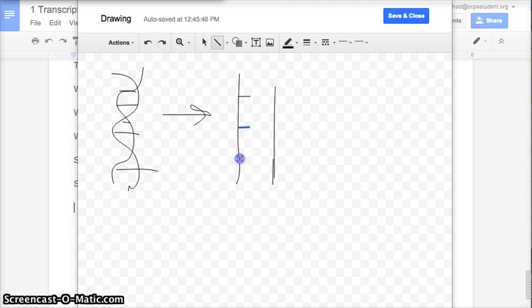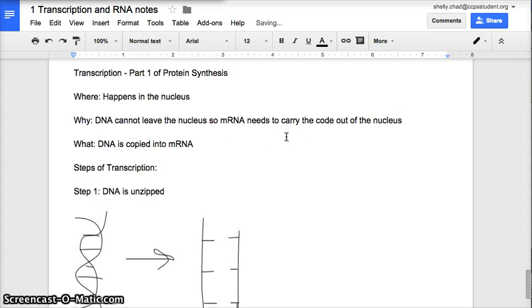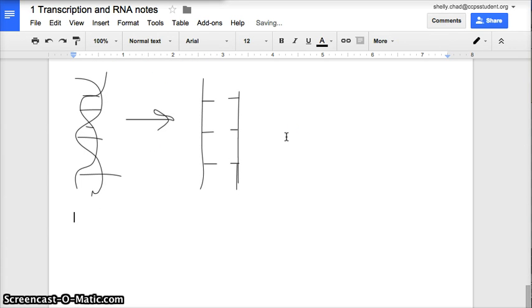Alright, so basically we broke the ladder in half. And we have the bases on one end based on this. So this might be A, T, C, G, G, C. Alright, so that's basically the first step. DNA's unzipped, and I know that looks like a little kid drew it.